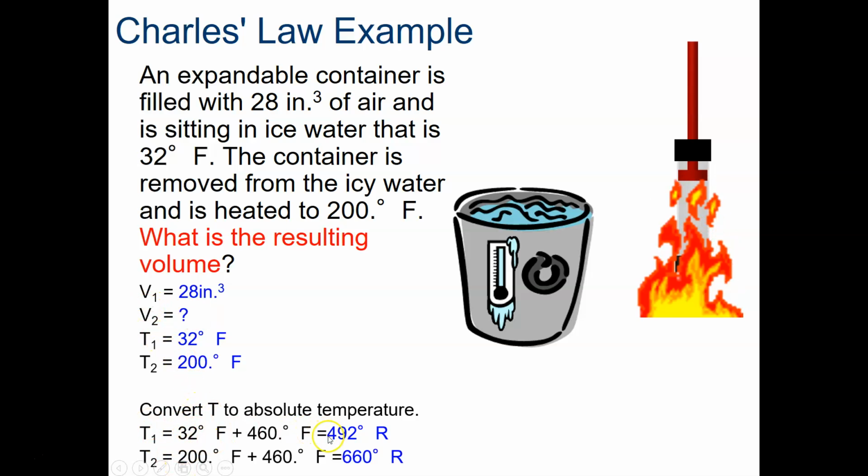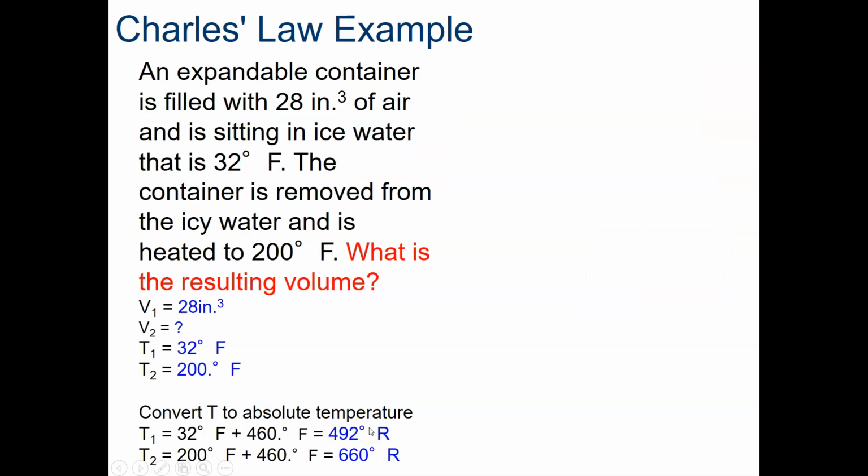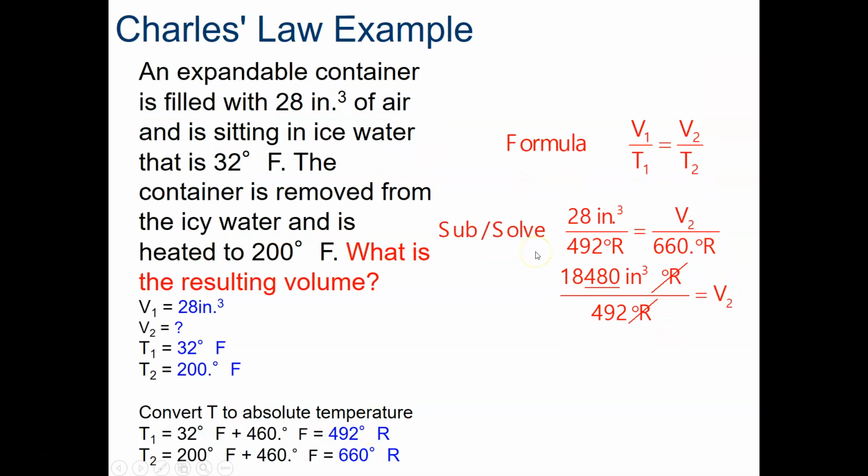Convert your temperatures to Rankine, so we just add 460 to each of those. And then we would do the 28 divided by the 492 and set that equal to V2 divided by 660, and cross multiply there and solve for V2 and we get 38. So we see that the volume increases as the temperature also increased.